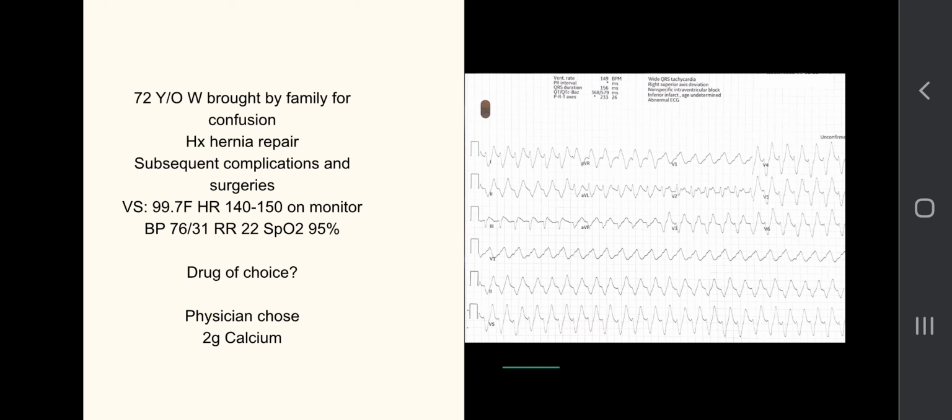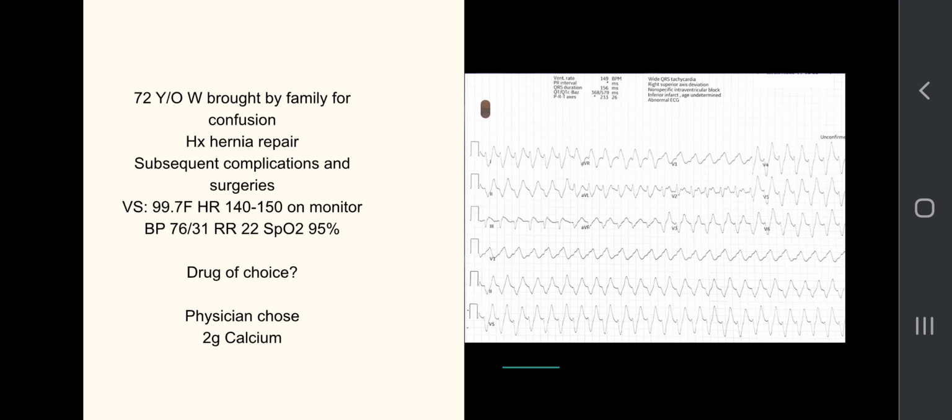This is another real case submitted by a physician. A 72-year-old woman brought in by her family for confusion. She has a history of a hernia repair, subsequent complications, and surgeries. Vital signs, 99.7 degrees Fahrenheit. She had a variable heart rate, and the physician made note of this. The heart rate was ranging from 140 to 150 on the monitor.